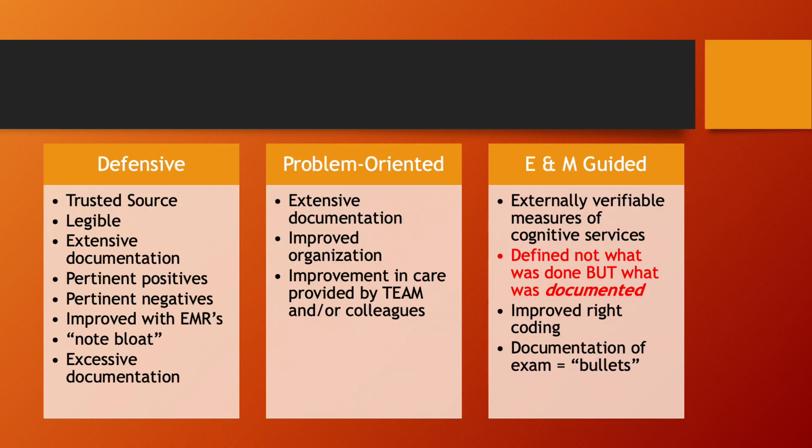And then we also have what we call our E&M guided documentation. This is when externally verifiable measures are looked at. It is defined, but not by what was done, but what is documented. I'm going to say that again. It is defined not by what is done, but what is documented. And this is when we use our codings, and we're going to talk about that a little bit further in the lecture as well. We're going to go specifically into some of these E&M codes that we use, okay?